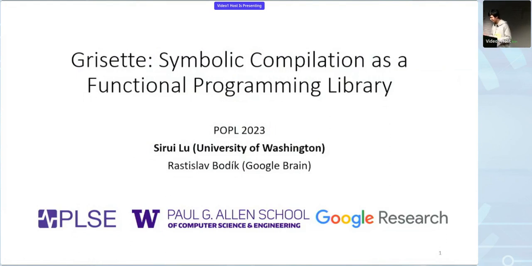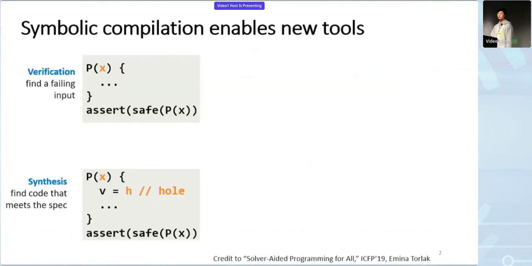Okay, I think so. Hello everyone, and thank you for the introduction. Today I'm going to present our work, Grisette, which is a symbolic compilation library for building program reasoning tools. This is work with my advisor, Bodík from Google Brain. So let's start with some background.